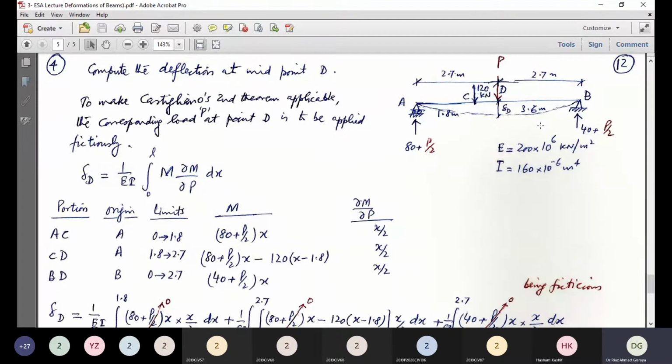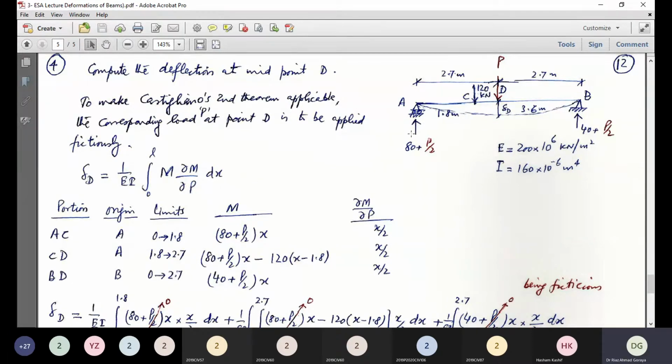Since there is no corresponding load at D, which is the midpoint, to make the Castigliano second theorem applicable, the corresponding load P at point D is to be applied fictitiously. We will apply it imaginarily, fictitiously. So you can see the load P and the reactions due to this load with red color. So we will use the equation: deflection at D is equal to 1 over EI integral 0 to L of capital M into partial M over partial P into dx.